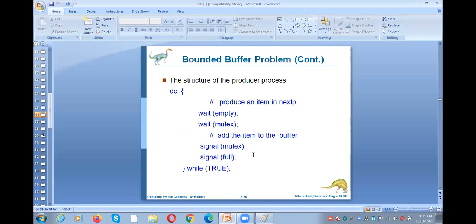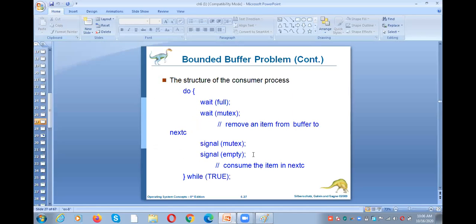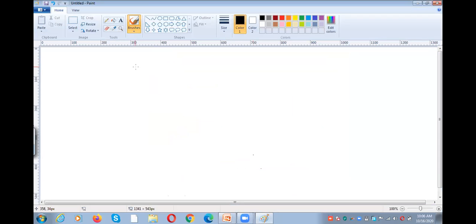This is a producer problem. Then what is a consumer process? Whenever a consumer consumes something, what happens? It is exactly the reverse. How many items are there in the buffer now? 5 items. Item 1, item 2, item 3, item 4, item 5.